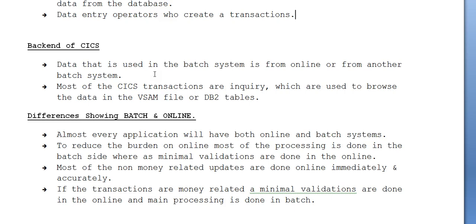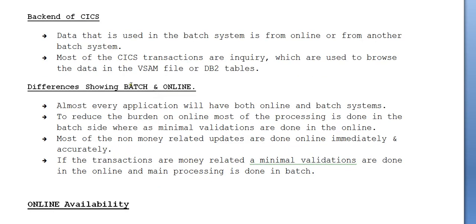Once you withdraw the amount, the data is updated into some VSAM or DB2 tables. This data is then given as an input to the batch processing, where a set of jobs run at a certain period of time. That's the reason we say that data used in a batch system is either from online or from another batch system. Most of the CICS transactions would be inquiry.